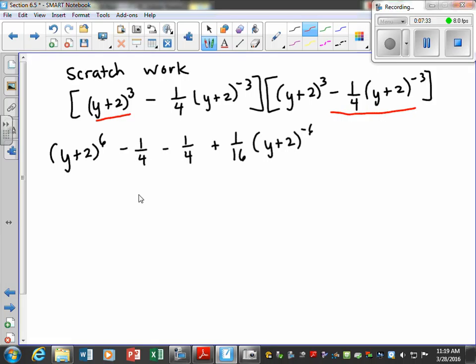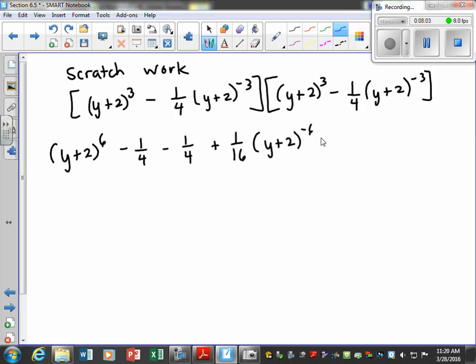Now, the same thing is going to happen whenever I do this term with this term. The negative 3 and the positive 3 zero out, so you would have y plus 2 to the 0 power, which is 1 times the negative 1/4, so that's negative 1/4. This last term times the last term, you're going to get a negative 1/4 times a negative 1/4 is a positive 1/16, and then negative 3 plus negative 3 is a negative 6.